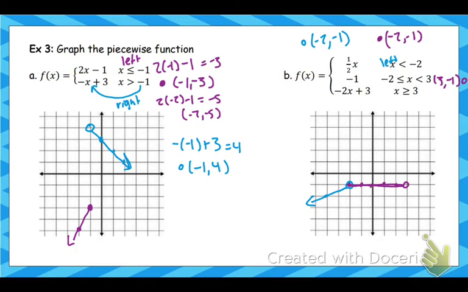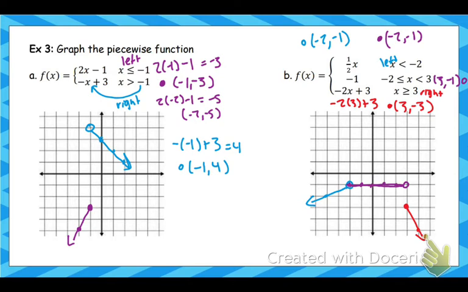And then finally, we'll look at this last endpoint. I'm going to plug in 3. So -2 times 3 is -6. -6 plus 3 is -3. So 3 and -3 is the endpoint for the last section of my graph. 3 and -3 is going to be a filled-in circle. Then everything to the right is going to be this line -2x plus 3. So everything to the right is going to have a slope of -2.